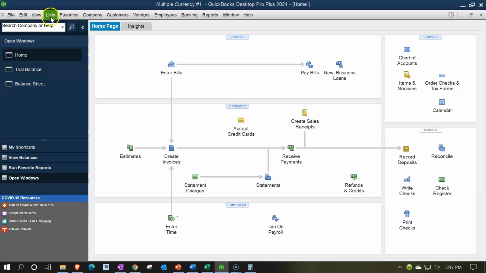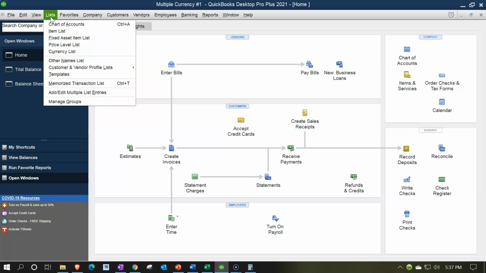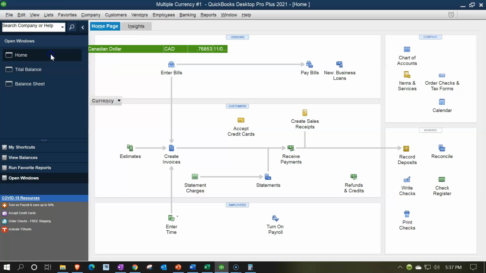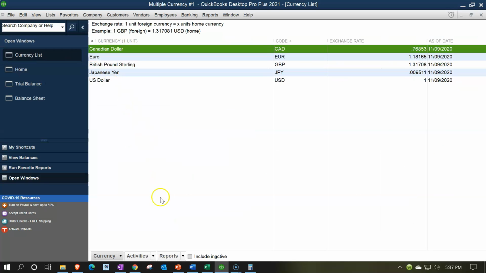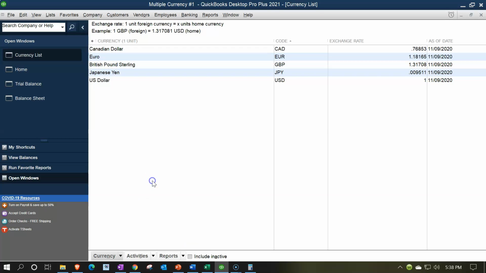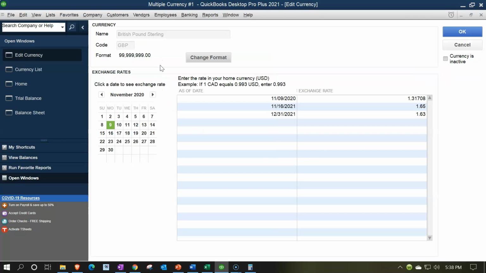So to record the transfer, I'm going to go to the lists drop down. I want to take a look at the currency list. Now, if we were doing this as of today, then we would go to the activities and say, get the latest exchange rates. That would be the rate that we would actually exchange the money for at this date. Of course, we're going to have to do it manually because this is a problem we're doing in the future. So I'm going to double click on the British pound.